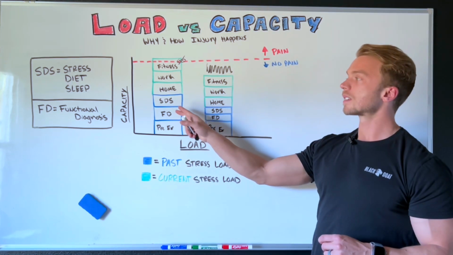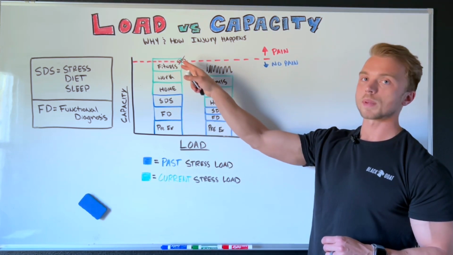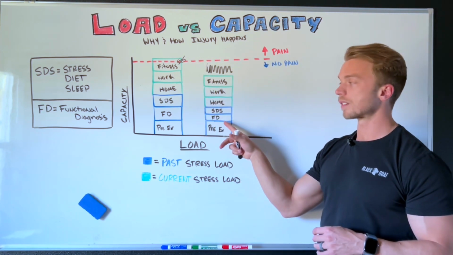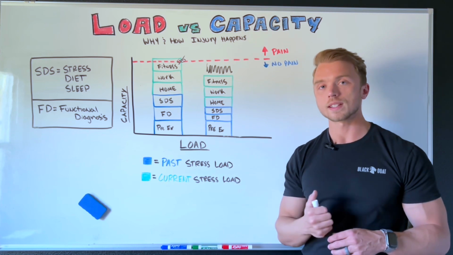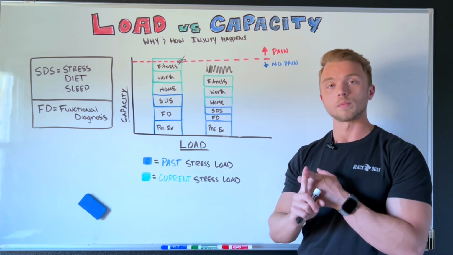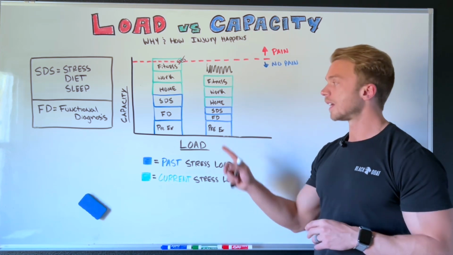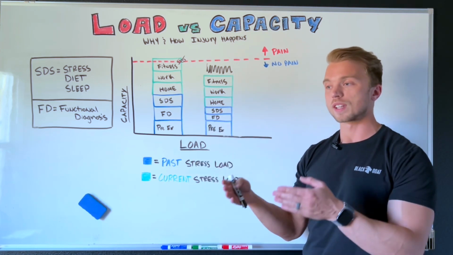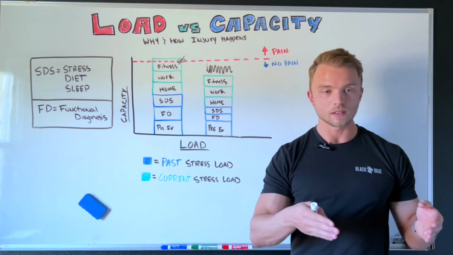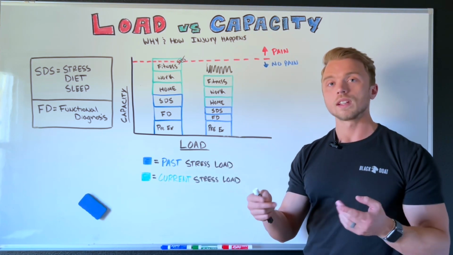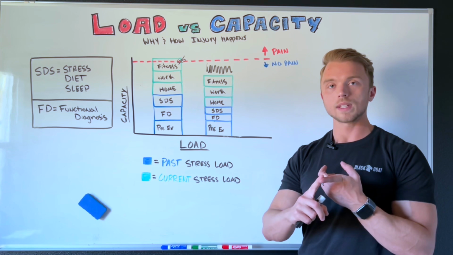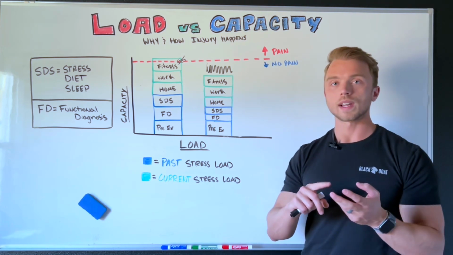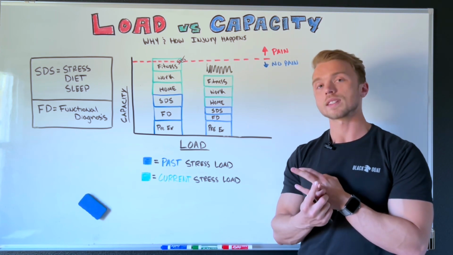If we take this load that pushes you over the capacity line and pay attention to the things we're in control of, the functional diagnosis, working with a coach who specializes in identifying your areas that need improvement and how to improve them, and then your stress, diet, and sleep, whether you take that on yourself or hire a coach who can help you with the season of life you're in and the challenges that you have to improve your sleep habits, to improve your diet and nutrition habits, and then to improve how you deal with stress in positive ways.